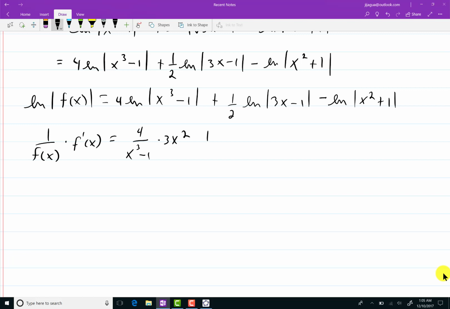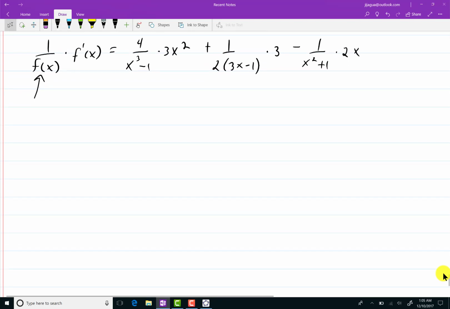Next, I'm going to get 1 over 2 times 3x minus 1 times the derivative of 3x minus 1. Finally, I'll have negative 1 over x squared plus 1 times the derivative of x squared plus 1, which is 2x. Now I'm going to simultaneously do a little simplifying and finish off the problem. I don't quite have the answer yet because of that guy. I have to multiply through everything by f of x.